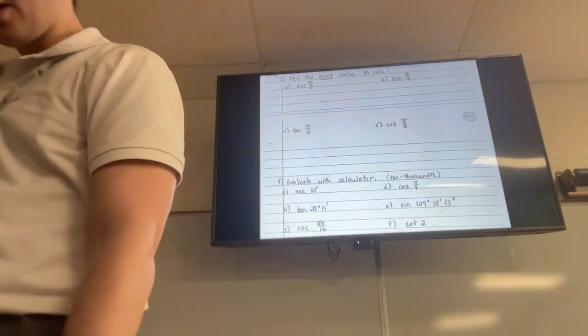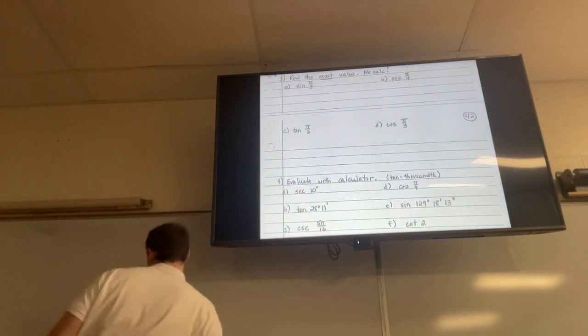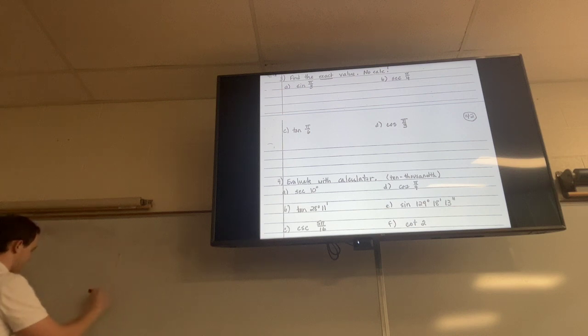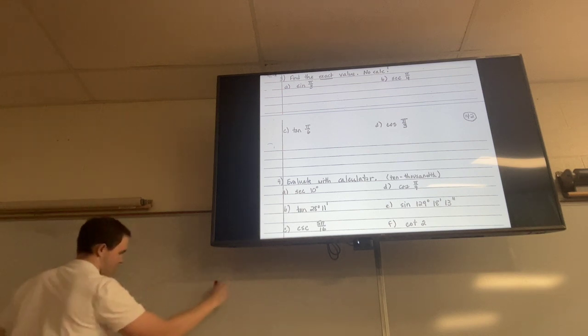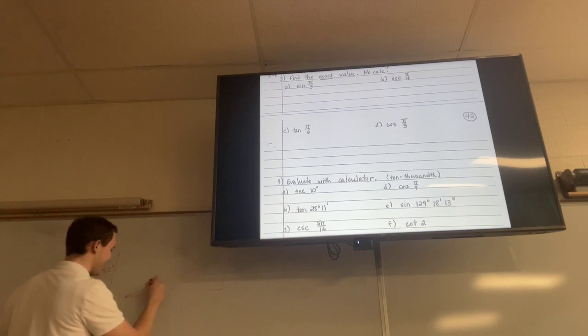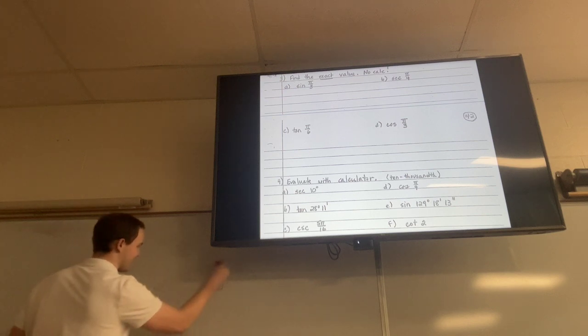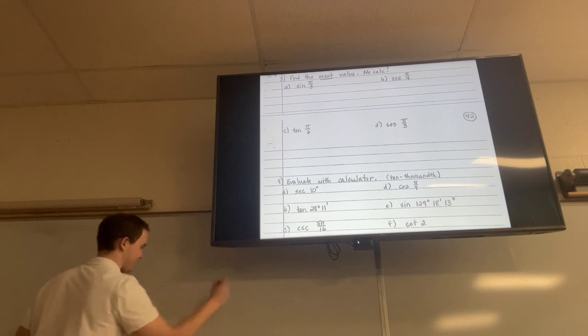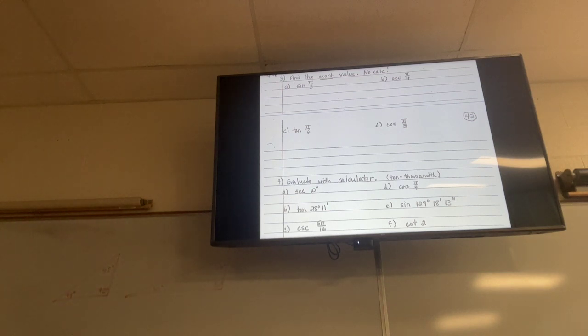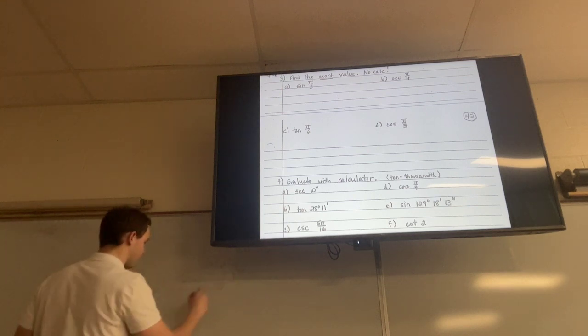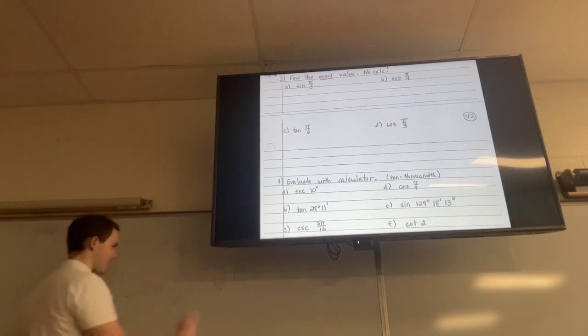Friday, January 20th. Okay, so we left off yesterday. We were talking about 45, 45, 90 triangles and 30, 60, 90 triangles. Okay? All right, so these are the side ratios of a 45, 45, 90 triangle. These are the side ratios of a 30, 60, 90 triangle.